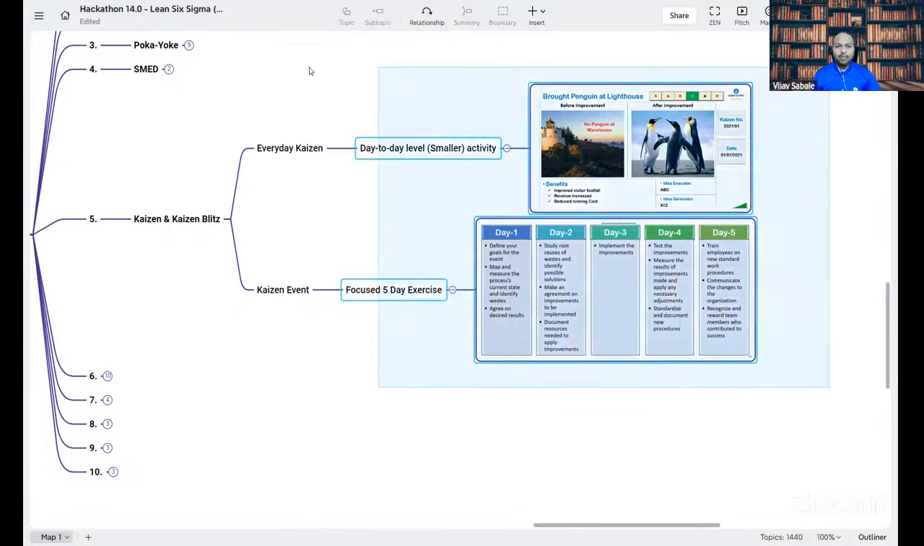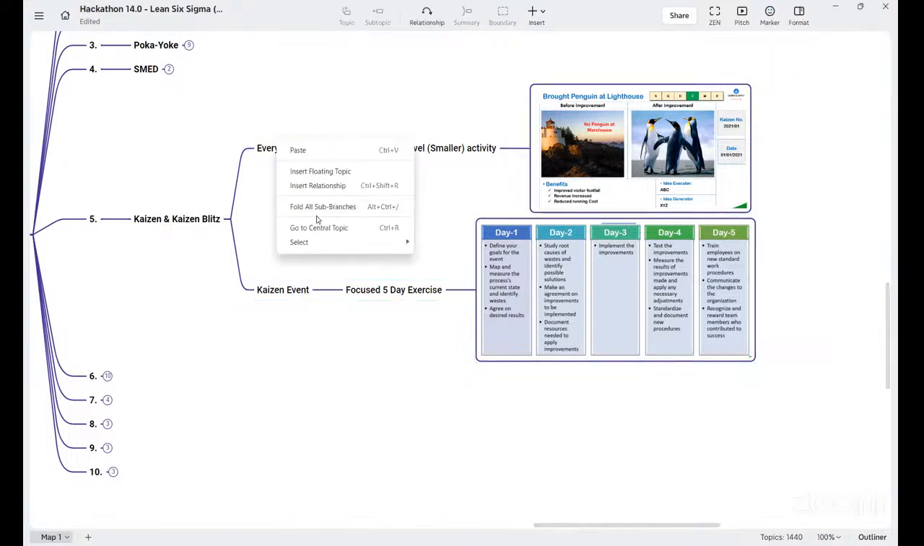Is it clear about the Kaizen and Kaizen event? Yes, sir. Okay.